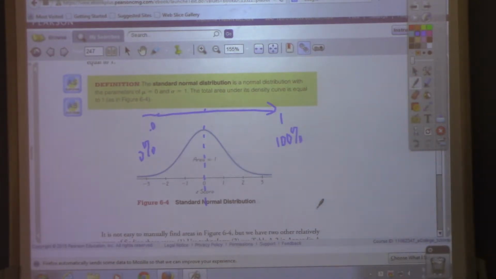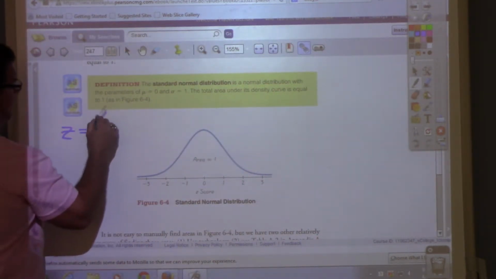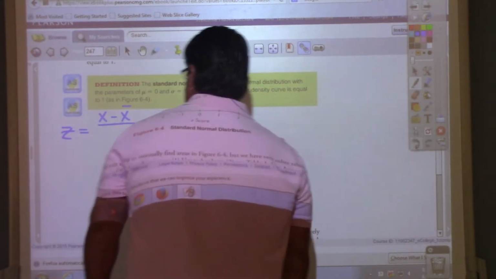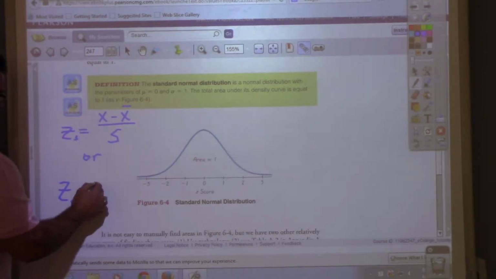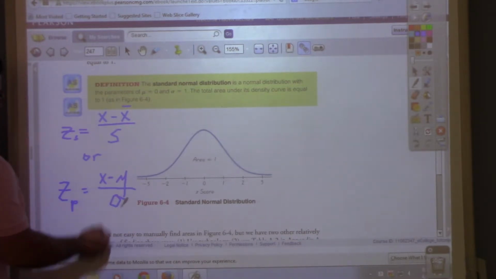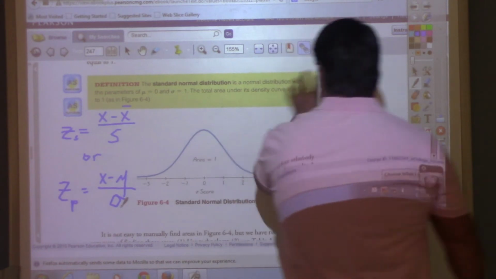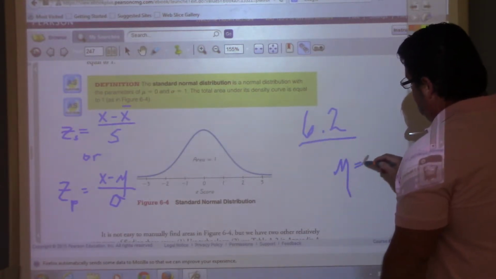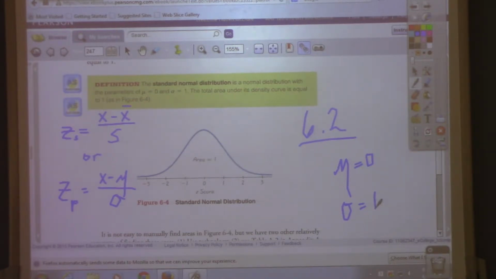All right? Now, remember how to get the z-score. Z-score is equal to x minus x bar over standard deviation. I'm sorry, I mixed my parameters up. S. Or z for the population, this is for the sample. Z for the population is equal to x minus mu over standard deviation. It's the same formula, just different parameters. Now, in this section, in 6.2, your mean is always going to be equal to 0, and your standard deviation is going to be equal to 1. Now that's in this section, in 6.2. In 6.3, it changes, and that's when it gets a little bit more complicated, but not much.